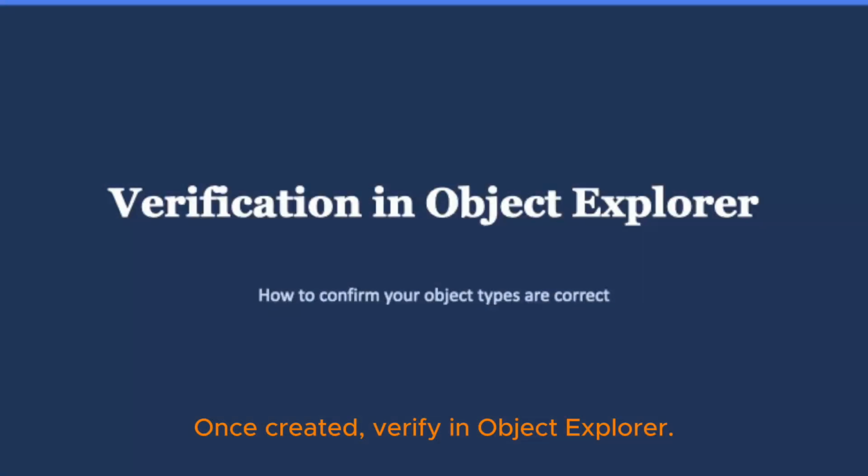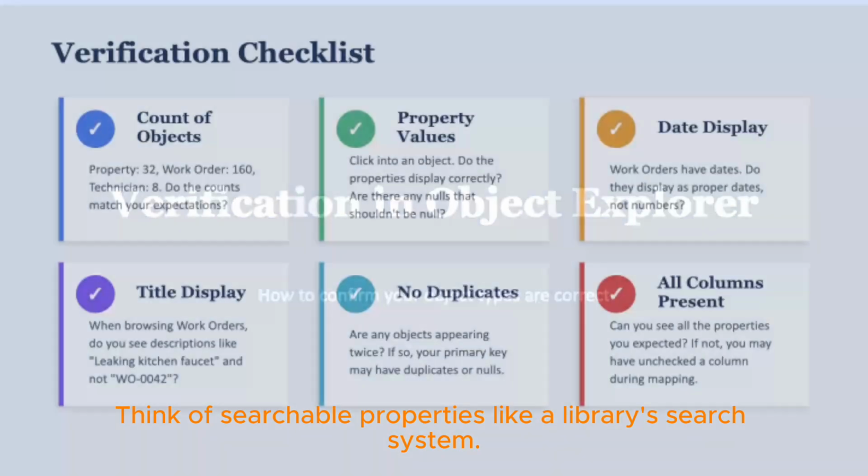Once created, verify in Object Explorer. Search each object type, browse the objects, click into View. Check that the properties and values are correct. 30 seconds here saves hours of debugging later.